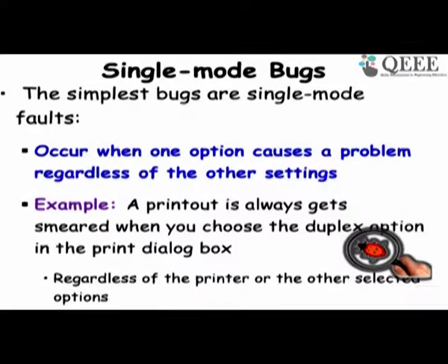For example, a printout always gets smeared when you choose the duplex option on the print dialog box. So only when, out of the many parameters, you somehow set the duplex option in the print dialog, then you have this severe problem. But all other parameter combinations don't really cause any problem.